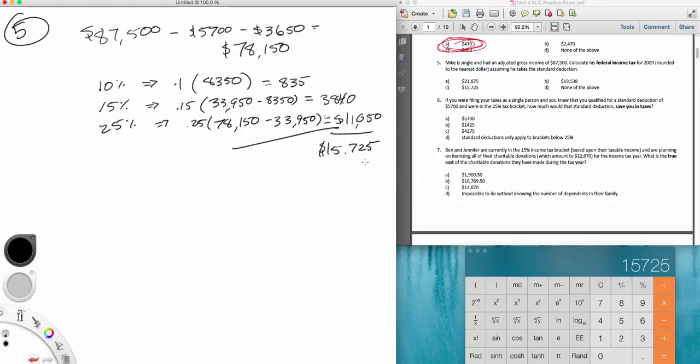So that's our taxable income. So we go look on our problem, and C is the answer. So that's how much tax he owes, federal income tax for 2009. All right, let's go on to question 6.